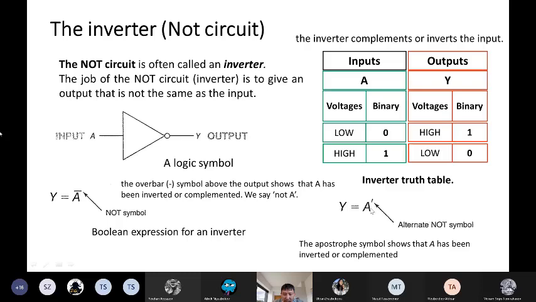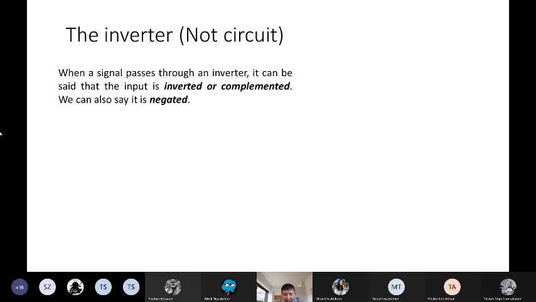So this is an alternative representation. Actually, we use it in coding because when we do programming, it's very difficult to put this bar. So it's simpler to just use this apostrophe. So it has the same meaning. Okay, next one. Let's talk a little bit about terminology. When a signal passes through the inverter, it can be said that the output is inverted or complemented. But we can also say it is negated. So all these words, inverted, complemented, negated, have the same meaning.